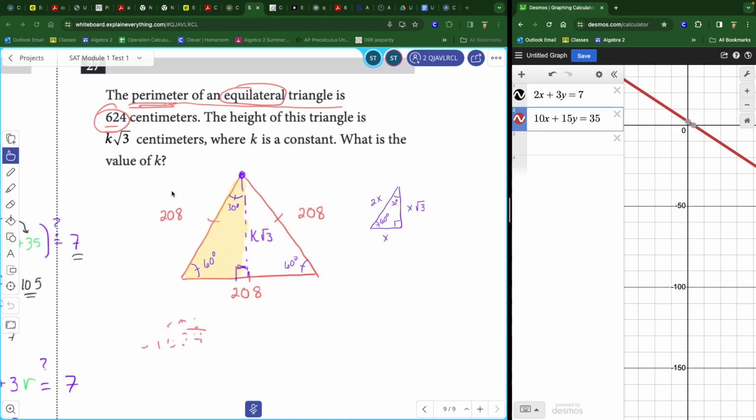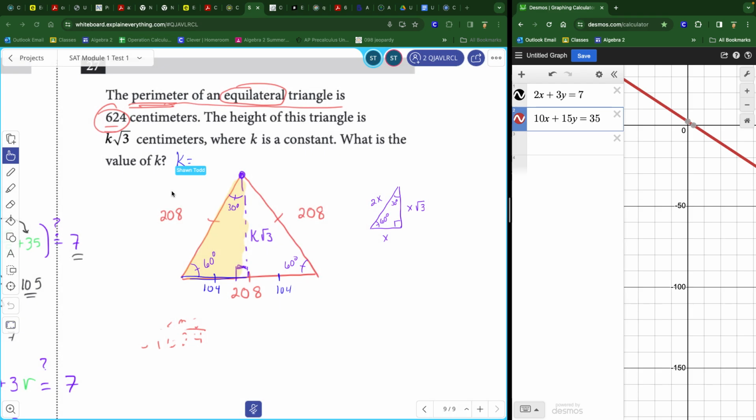I can see that if this is x, this is 2x. In fact, if the whole base is 208, then this little section right here, which I'll highlight in blue, is half of that, 104. And this other side is 104 as well. This is two 104s, 208. That's x and 2x, so x is 104. That's my x right here, and that's my k. So k is 104. That would be way one.